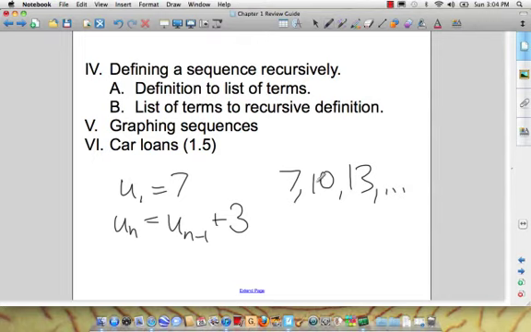If I give you the list of terms, 7, 10, 13, you need to be able to write it as a recursive sequence in this fashion. Okay, fifth on the list, graphing sequences. You should be able to go from a definition to a graph. And then lastly, there is a problem about car loans, which is what we covered on Friday. That's section 1.5. So that's a word problem with several parts.